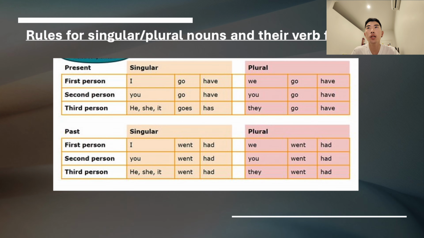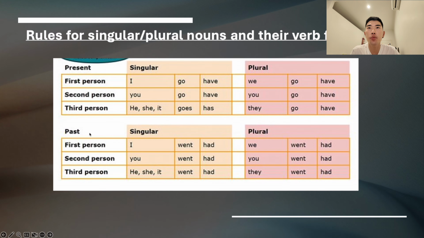For the first person singular pronoun, it should be followed by have, not has, because it is singular, and the verb should be go. For second person singular, you should be followed by again have because it's singular, and the verb should be go again. For the third person singular, like he, she, it, the pronouns should be followed by has, not have, because it's third person, and the verb changes to goes. For plural pronouns like we, you, and they, the verb stays just the same because all of these are plural pronouns. So for plural pronouns, the verb form always stays as have.